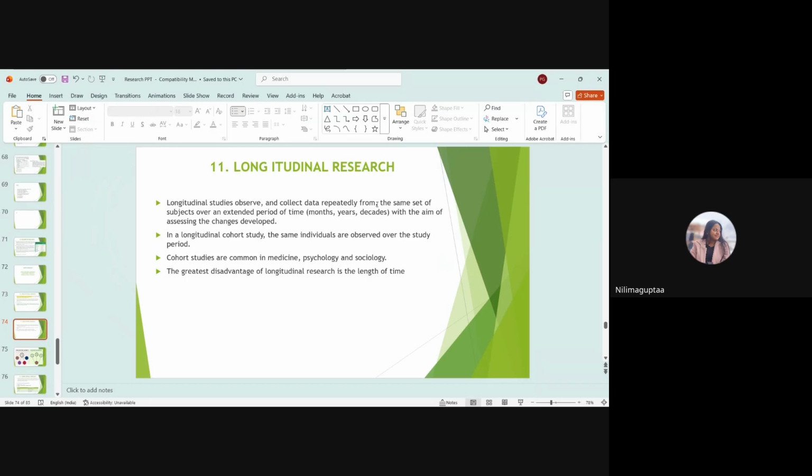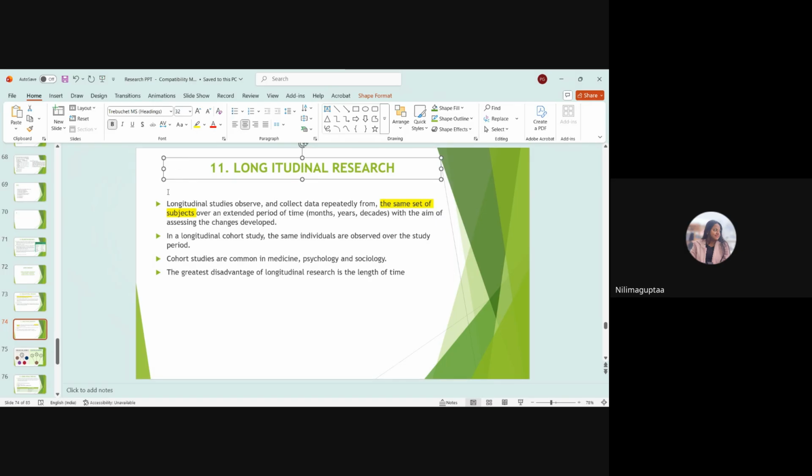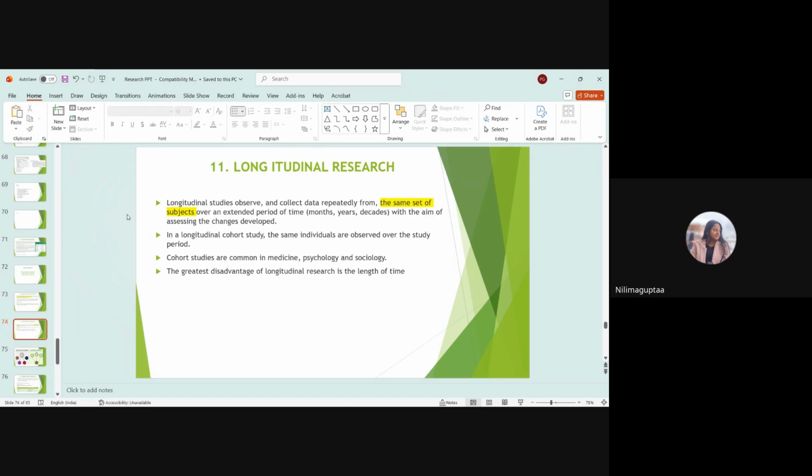This is very important, because let's say everyone who is sitting here right now belongs to an age group of 25 to 30. Then, till our age of 60 to 70, the same set of individuals will be studied, and we will see what changes come in our behavior, our patterns, or whatever it is. Certain things are controlled in this research, certain things cannot be controlled. In a longitudinal cohort study, the same individuals are observed over the course of the study.